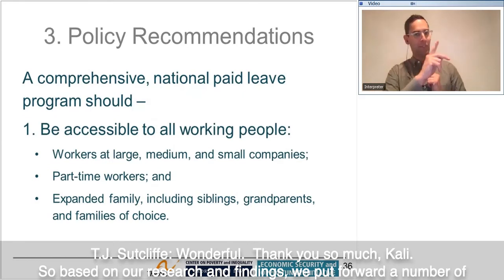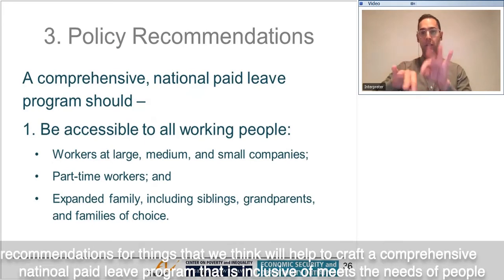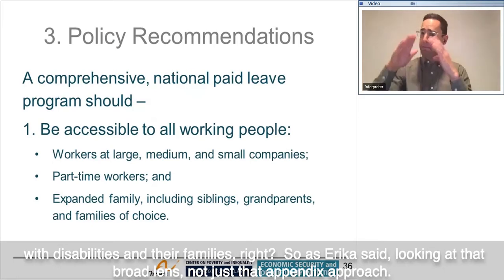Based on our research and findings, we put forward a number of recommendations for things that we think will help to craft a comprehensive national paid leave program that is inclusive of and meets the needs of people with disabilities and their families, right? So as Erica said, looking at that broad lens, not just that appendix approach.